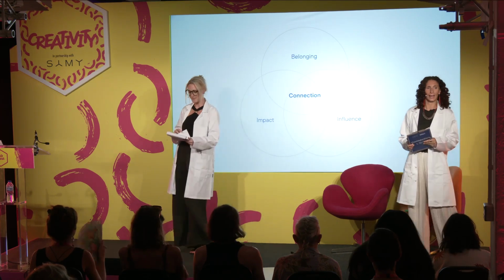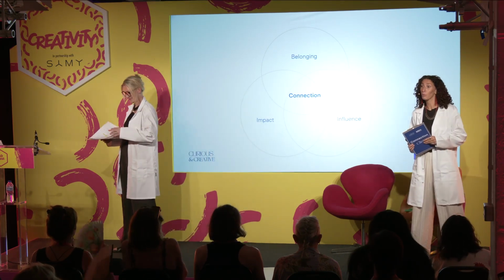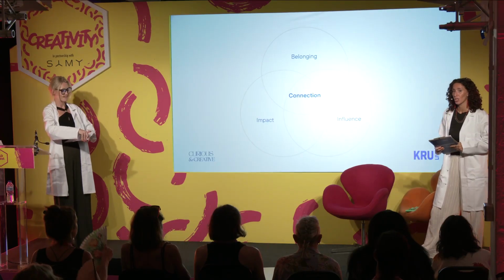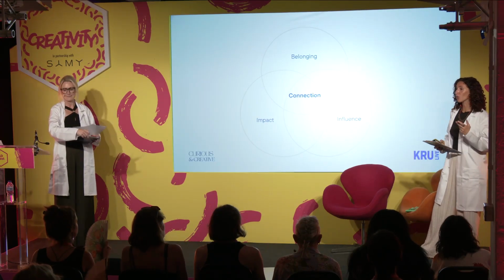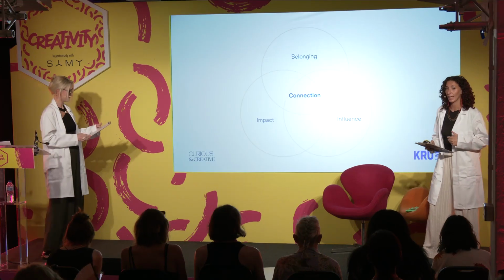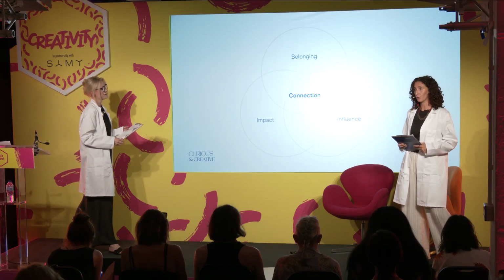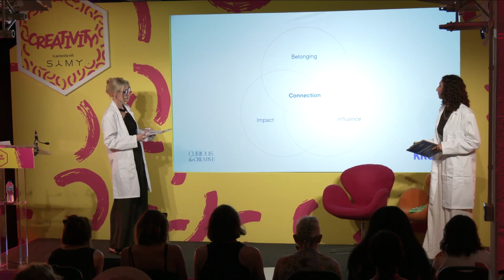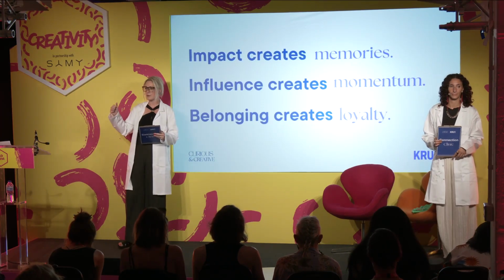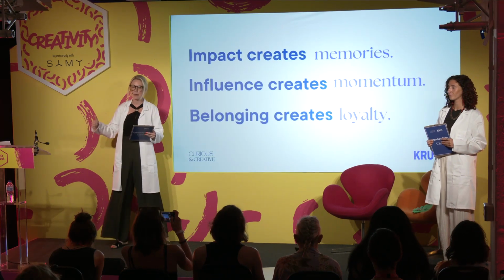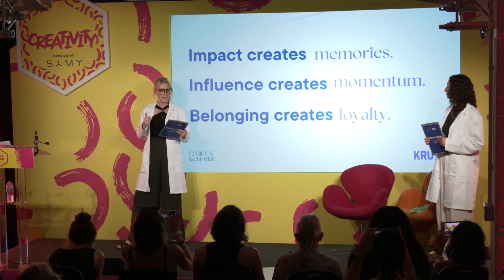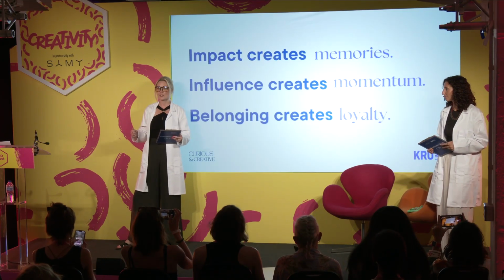Now, some of you might be like, I didn't get a connection leak. And that will be because you've scored strong across all 3 pillars of connection. So you'll be seeing a strength, something for you to lean into, and then a forward move about how you can protect that culture and continue to gain momentum as you grow your community. Okay. So if we had to summarize, it would be a reminder that impact creates memories, influence creates momentum, and belonging creates loyalty.